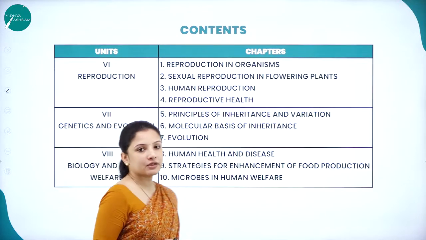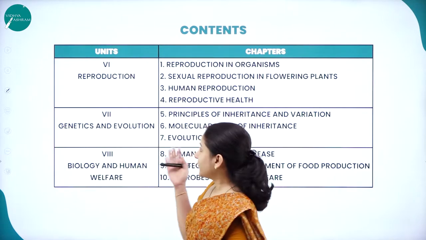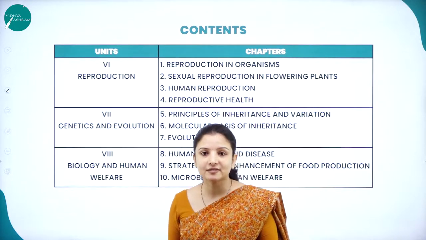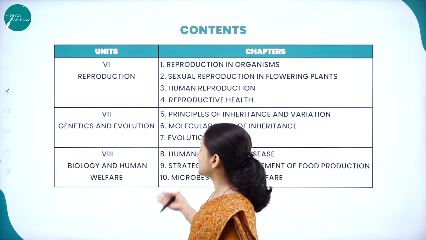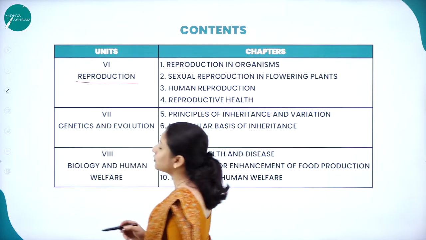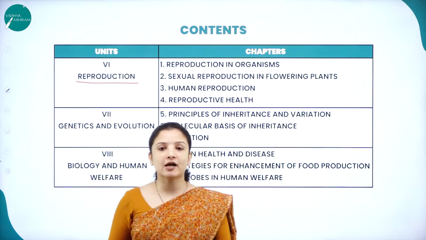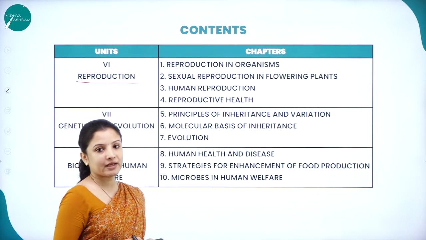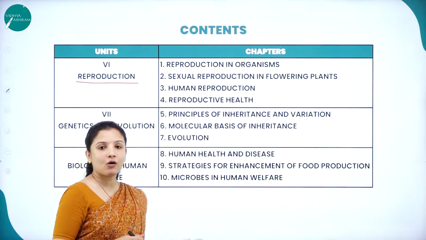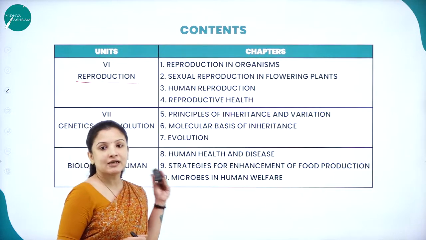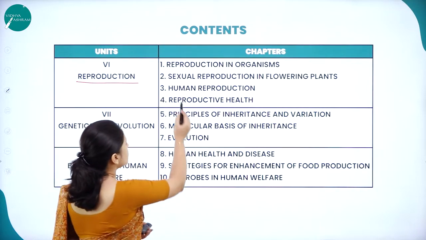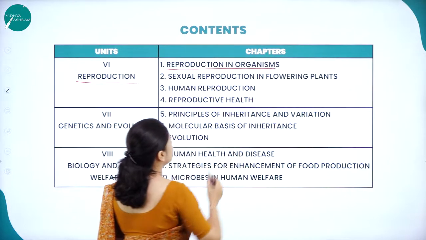So we have unit 6. The first 5 units you have studied in your first PUC biology from the NCERT textbook, right? So here it starts from unit 6, wherein we'll be studying entirely about reproduction. So reproduction in plants and human beings and the reproductive health measures that have to be taken, all that related to reproduction comes under this particular unit, wherein you'll have chapter 1, which is reproduction in organisms.